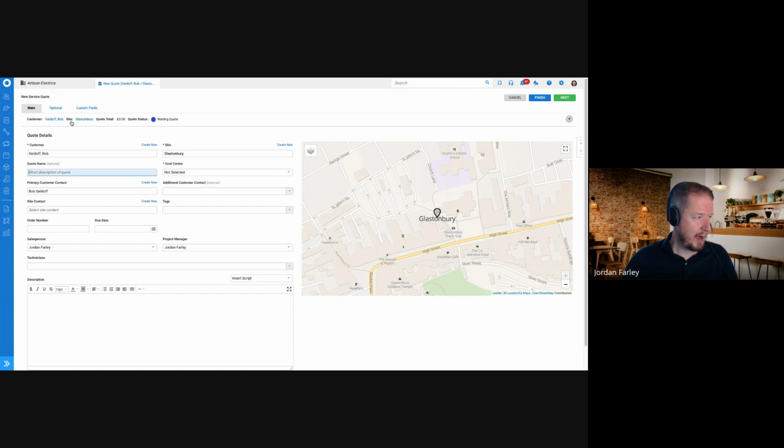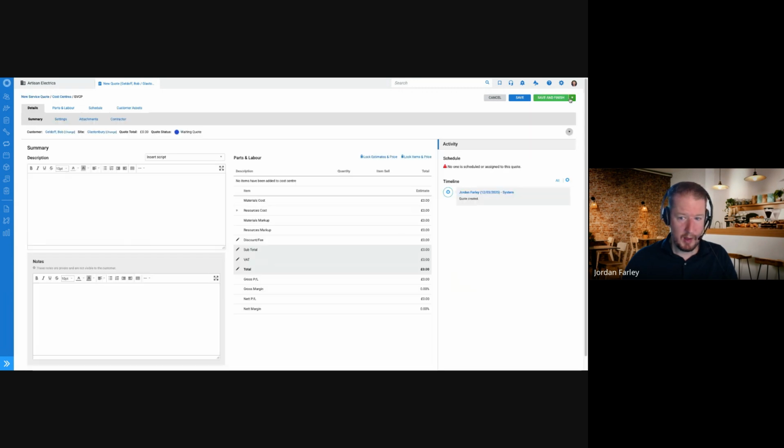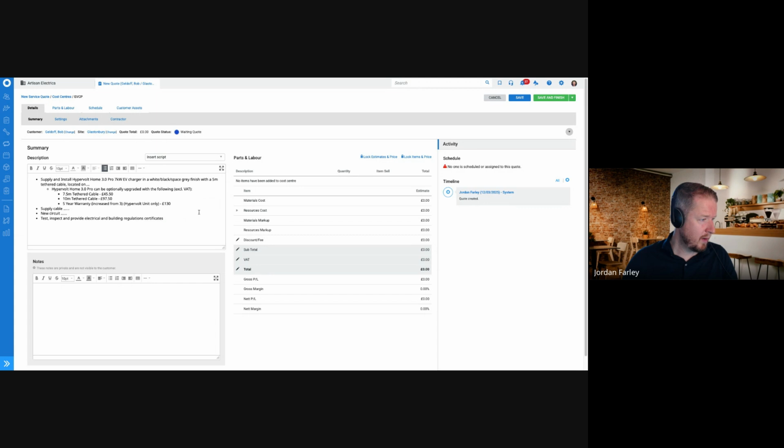But basically in here, I can put my customer details. We've got cost centers in here. So let's say we're going to do an EV charging point for him, right? And we're going to go in, and this is where I write the description of my quote and the notes. I've got scripts. So let's say we're going to do a Hypervolt EV charger. Pop the script in for that, and we'll just change the color and the description of how the cable's going to be clipped and where the circuit's going to go, etc.